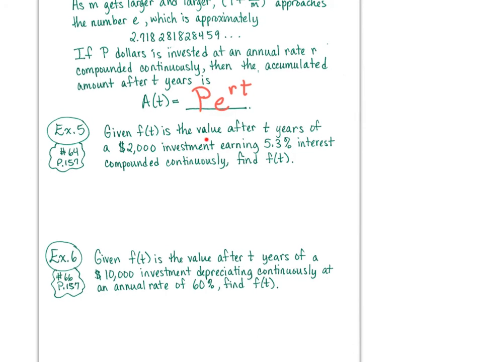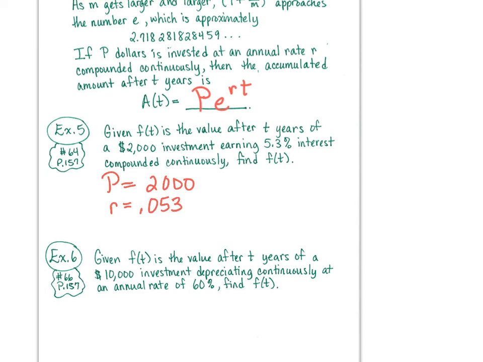Given F of T is the value after T years of a $2,000 investment, earning 5.3% interest compounded continuously, find F of T. What did I give you here? P. What's P? Good. What else did I give you? What's R? What is it? 0.053. Because you're talking about the rate, you need to convert that percentage. Okay? So 0.053. Good.